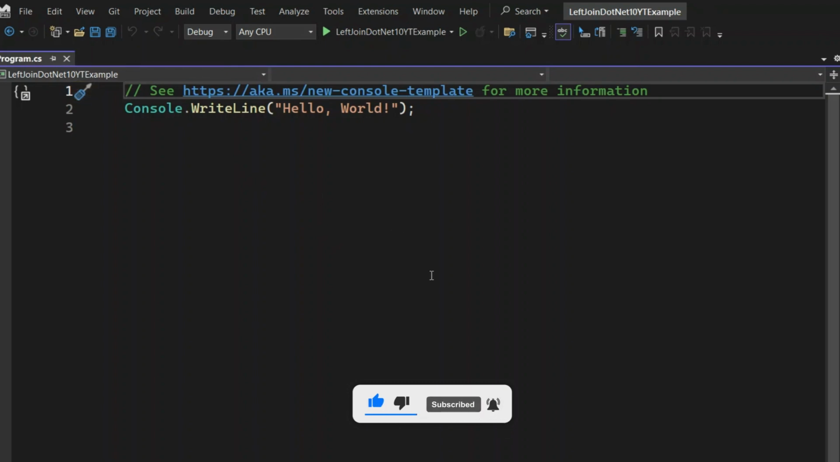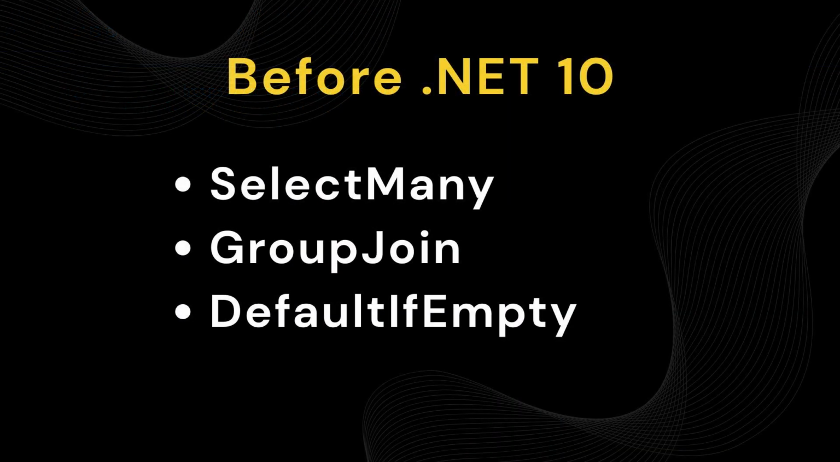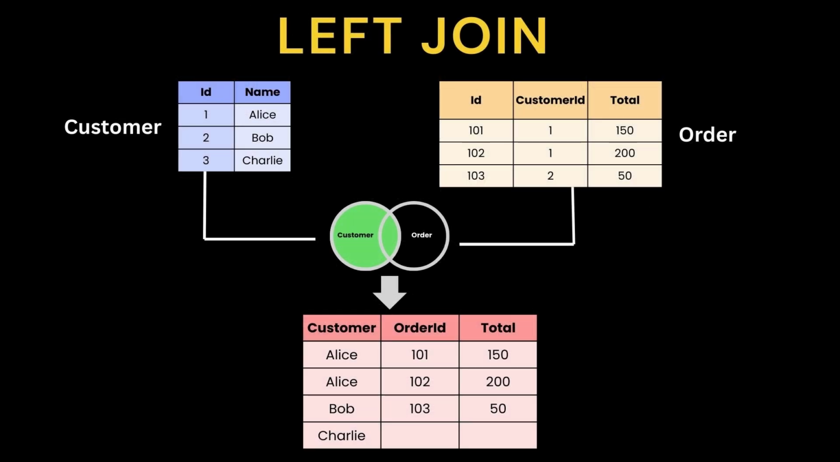Now, let's dive into LeftJoin and see how it simplifies complex queries. In previous versions of .NET, performing a LeftJoin in LINQ required a bit of workaround. You had to piece together SelectMany, GroupJoin, and DefaultIfEmpty in just the right way to get the desired outcome. A LeftJoin ensures that all elements from the left sequence are included in the results, even if there is no corresponding match in the right sequence. If no match is found, a default value, usually null, is returned for the right side entity. Let's look at how it works.